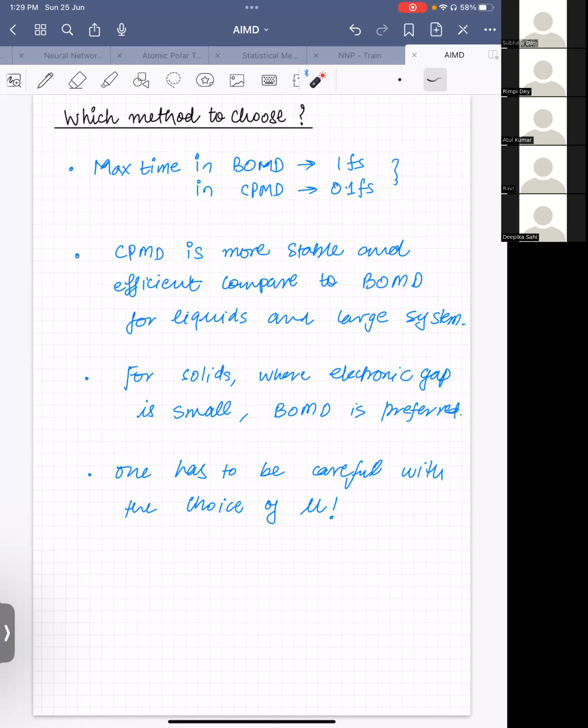But as you were saying, the Born-Oppenheimer always stays on the Born-Oppenheimer surface. So yes, if we use a fictitious mass that is too large, then it will deviate from this surface. So the energy in CPMD will oscillate around this Born-Oppenheimer surface, and the oscillation is large if we choose the mass very large. So the choice of this fictitious mass is very important for both time step and accuracy.